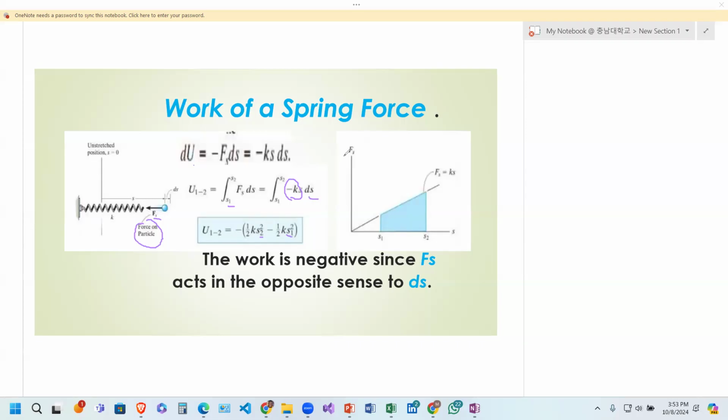So if we represent this on the graph of force against distance covered, or position, this is how it is described. This is the equation describing the line of the motion being moved by the force, and this is the work being done by this force. The work is negative since the force acts in the opposite direction. The spring opposes this, as the force acts this side, so the work is negative.